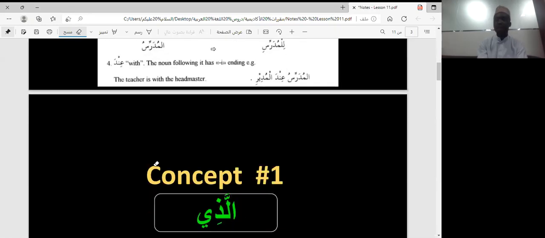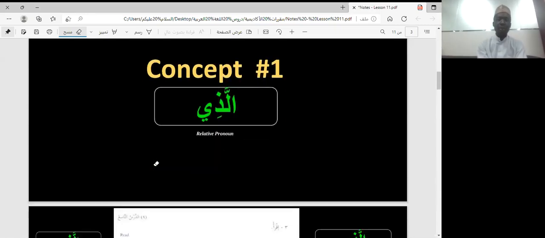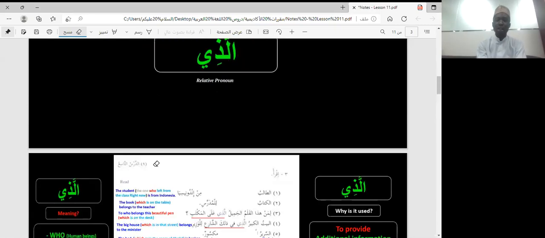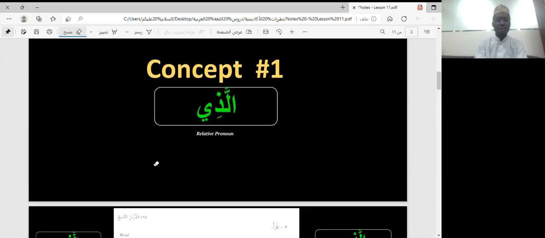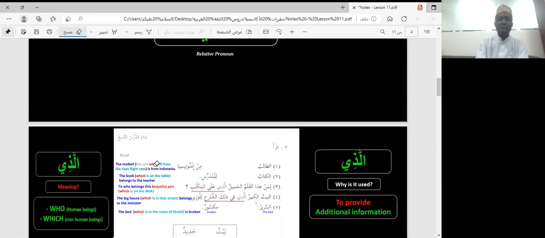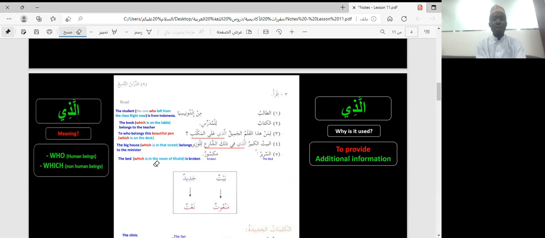You have to end it with kasra. But the concept here is alladhi. We are taking this concept fast, inshallah. Alladhi. What is the meaning of alladhi? It means who when it is referring to human beings, and which for non-human beings. Why is it used? It is used to provide additional information.